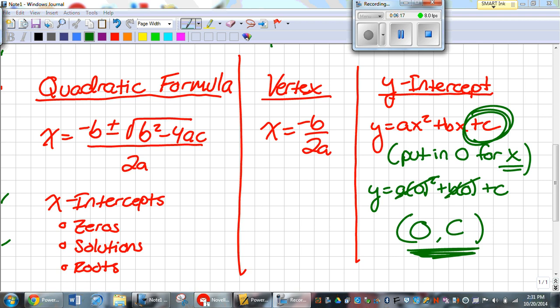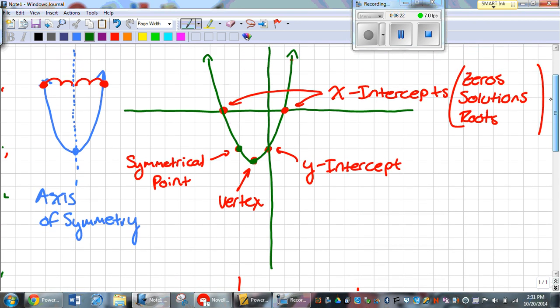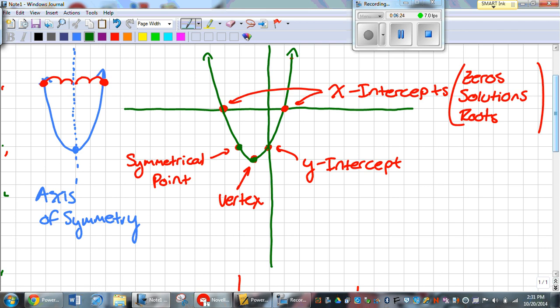Now there's two other things that we have to talk about. So I'm going to scroll up to the top, come back up here. That is the symmetrical point and the axis of symmetry. Well, the symmetrical point, we're just going to use logic to figure that out. So I'm going to come back to that later as we do some examples. But if we look at this axis of symmetry, we talked about this before.